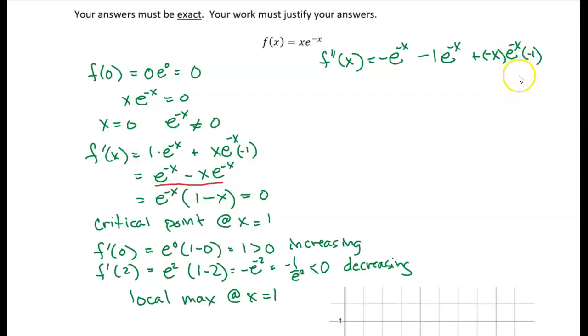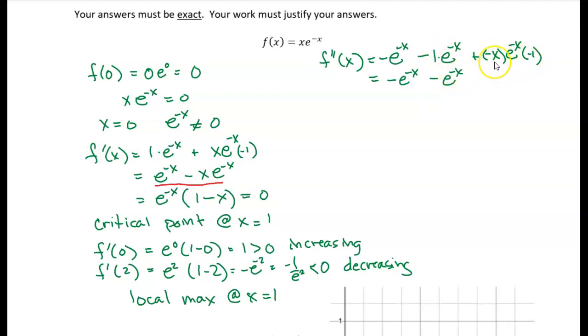It gets a little complicated because there's a lot of negatives going on there. You have to make sure you don't lose any of your signs. So let's clean that up a little bit so we can see what we got. We got minus e to the minus x, and then this is negative 1 times that, but I could write it as minus e to the minus x.